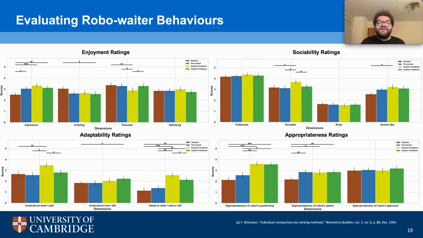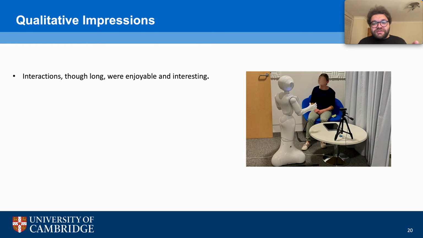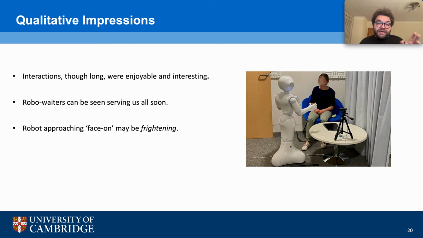Our interaction with the participants post experiments also brought out interesting opinions about the waiter. In general, participants found the interactions to be enjoyable and interesting, despite repeating the same 4 tasks multiple times across the conditions. They all mentioned that they could imagine being served by a Robo-Waiter like this in the near future. Some participants expressed inhibitions to the robot approaching them face-on, terming it frightening, while the same participants felt the robot movements, particularly upper body movements, to be more human-like.